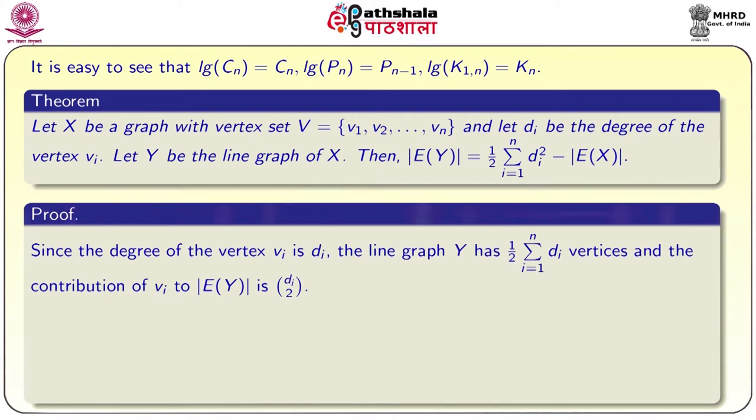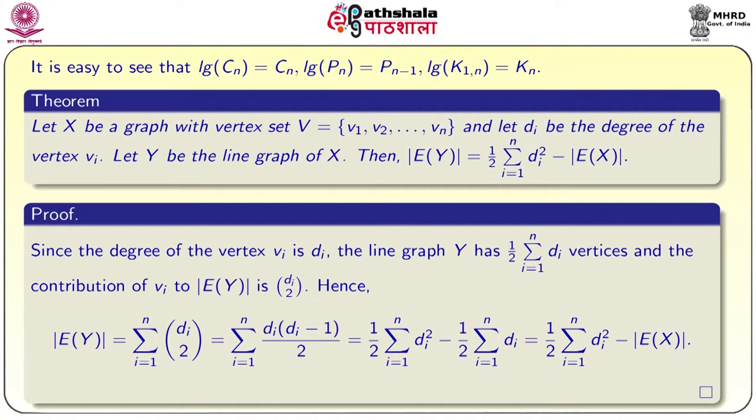Since the degree of each vertex v_i is d_i, the line graph Y has 1/2 times the summation i = 1 to n of d_i vertices. It is because the number of edges in X is equal to the number of vertices in Y, and the corresponding contribution to the edges of Y is d_i choose 2. So d_i choose 2 is easy to see.